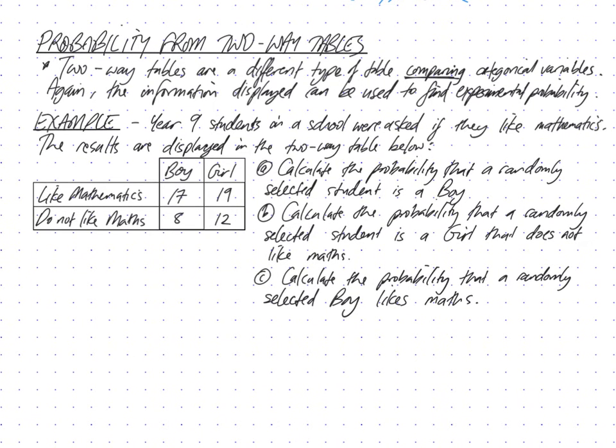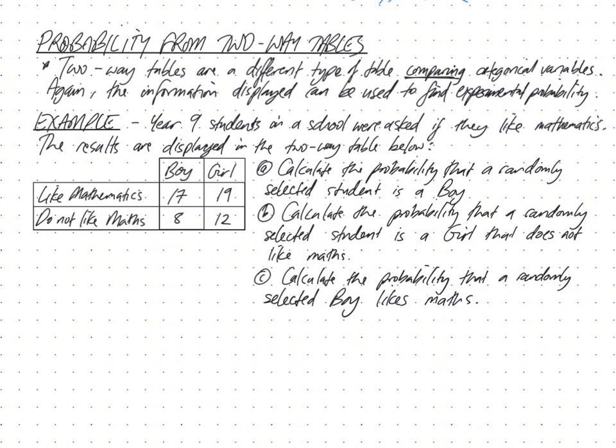So the second kind of table that we can deal with is a two-way table. Two-way table is a different type of table comparing categorical variables. Again, this info is displayed. The info displayed can be used to find experimental probability. So the example here is we've got Year 9 students in a school asked if they like maths. The results are displayed in the two-way table below.